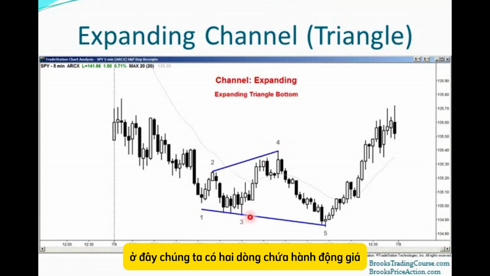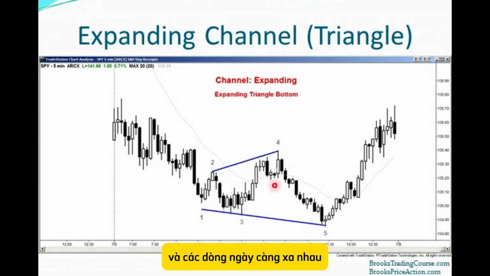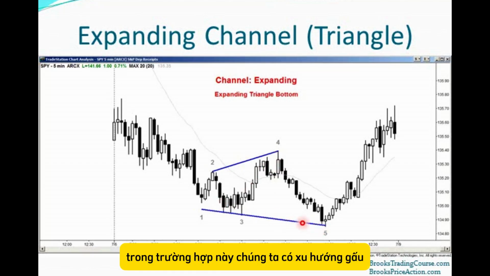Here we have two lines containing the price action, and the lines are getting further apart. And this is an expanding triangle. In this case, we have a bear trend, an expanding triangle bottom, and a rally. I'll talk about this in a later module, but expanding triangle bottoms are always lower low, major trend reversals, and strong buy signals.